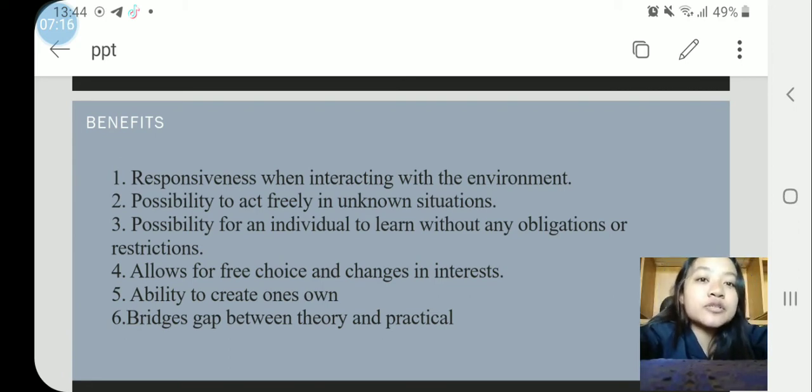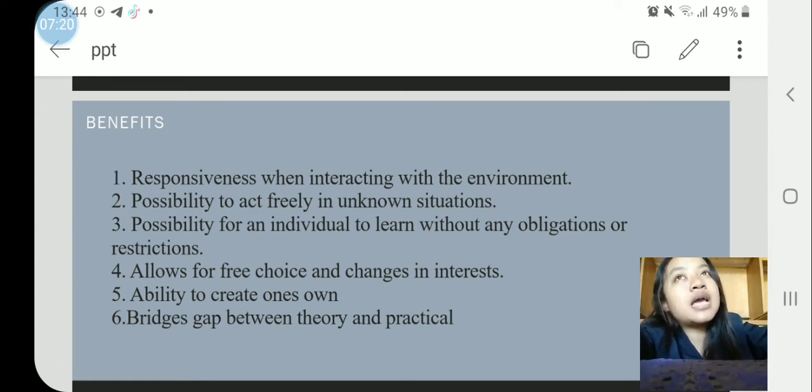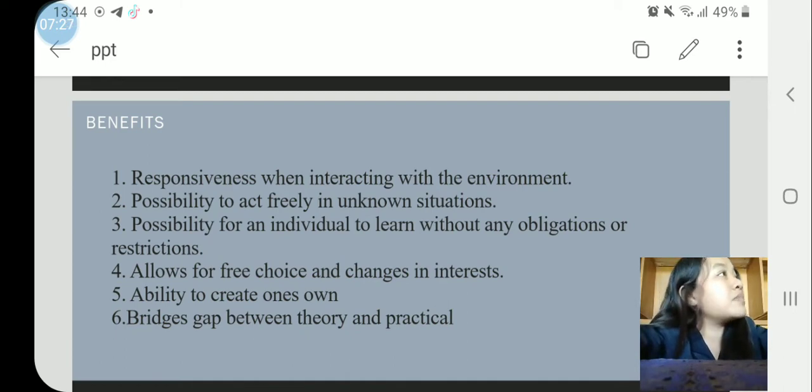The second one is possibility to act freely in unknown situations. It means we can make decisions about what we must do when we meet an unknown situation that we could not expect before, but now it has happened. So what must we do? Informal education will teach you how to make the correct decision in an unknown situation.